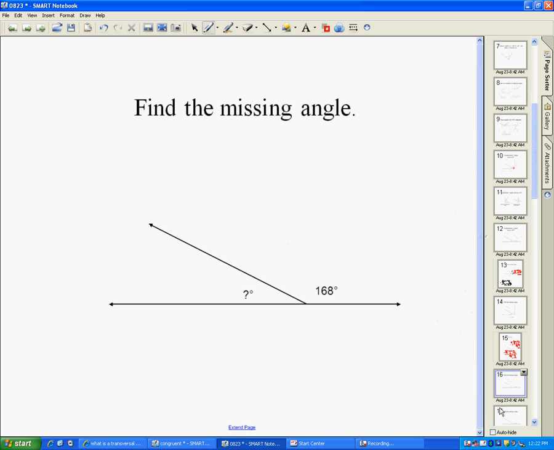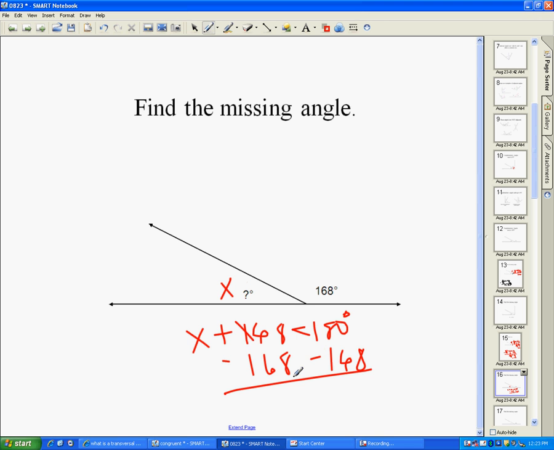All right, here we've got two angles that are supplementary. And so we know that 168 plus this angle measure here, we'll call this x, together equal 180 degrees. So x plus 168 is equal to 180 degrees. I'm going to subtract 168 from both sides. And when I do that, I am left with x is equal to 180 minus 168, which is 12. So this missing angle measure right here is 12 degrees.